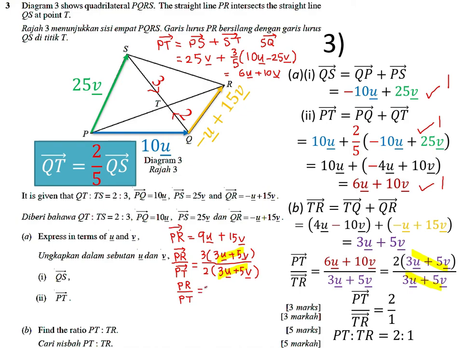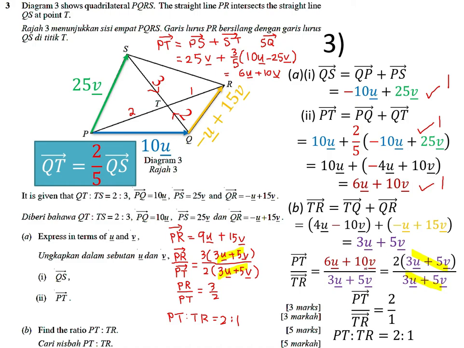So what do you understand from here? The whole ratio gives you 3 and PT will give you 2. Of course, TR will give you 1. From here, we can directly make the conclusion that PT to TR is equal to 2 to 1 based on the diagram. Same thing also, we can do that.